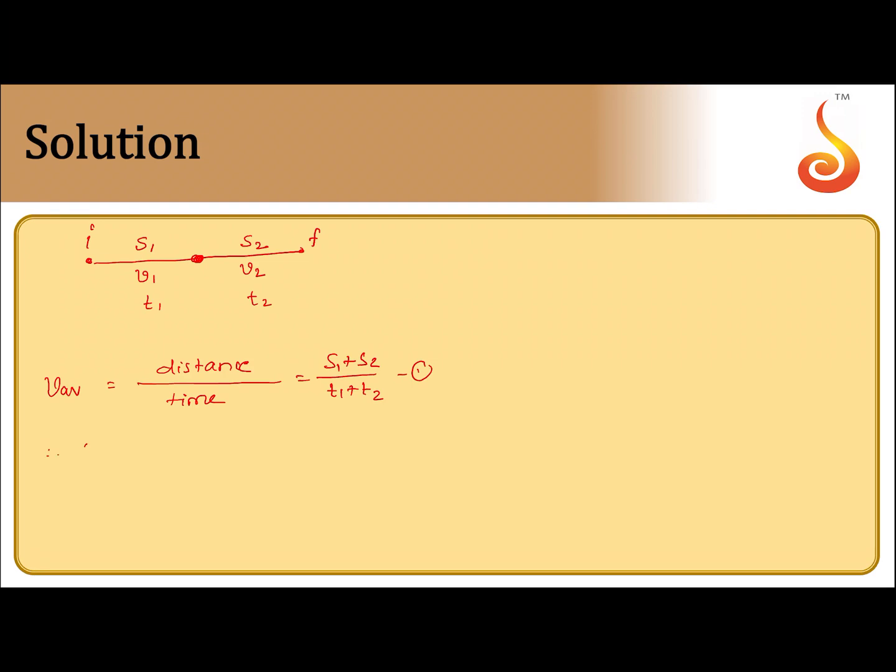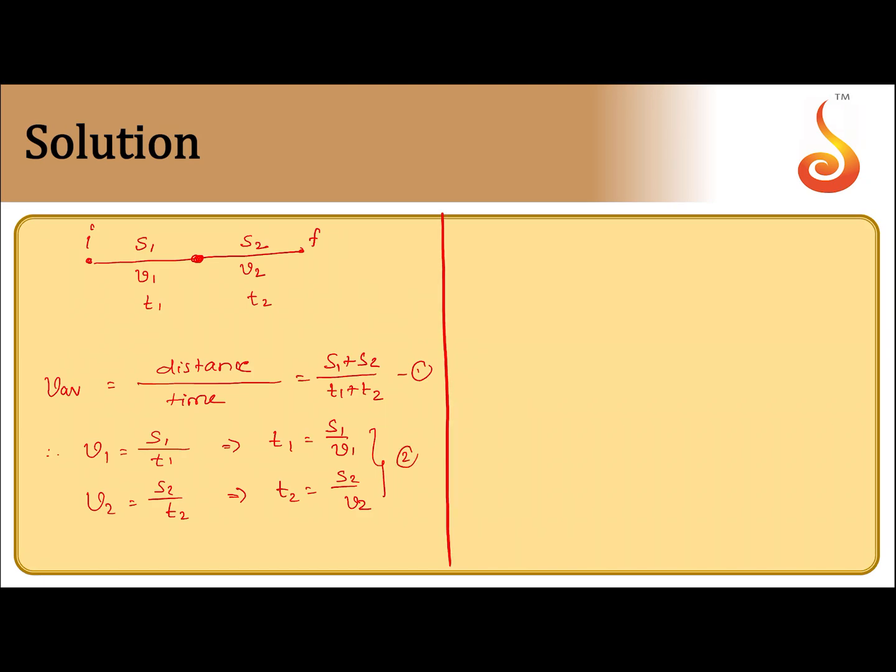To do this, I am using the equation V1 is equal to S1 by T1. This gives me T1 is equal to S1 by V1. Similarly, V2 is equal to S2 by T2. That implies T2 is equal to S2 divided by V2. Let us call this set of equations as 2. Now, I'll substitute the set 2 in equation 1.